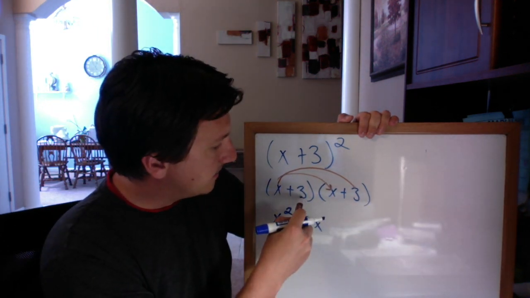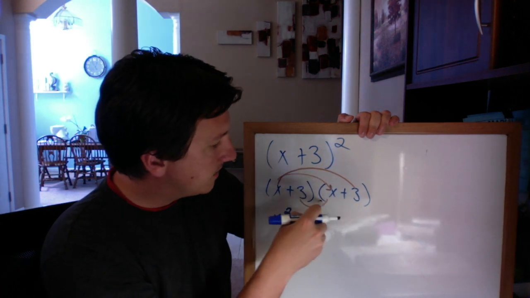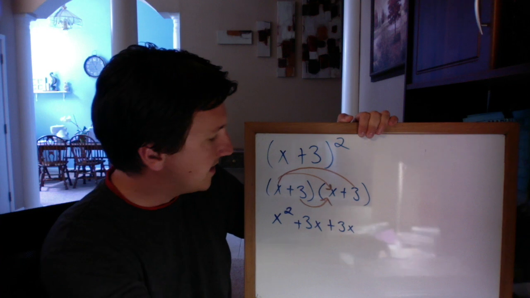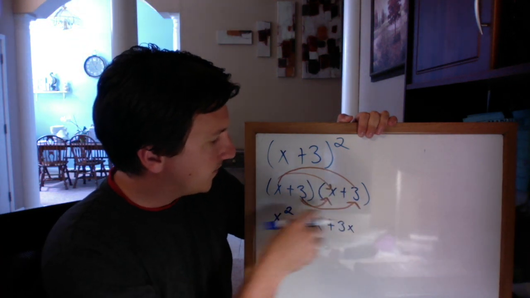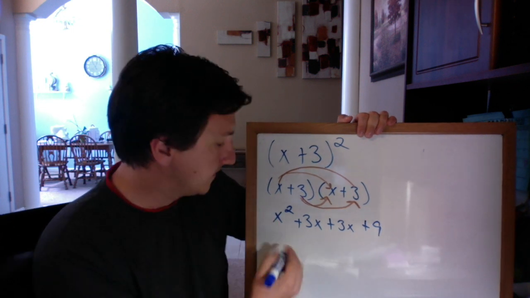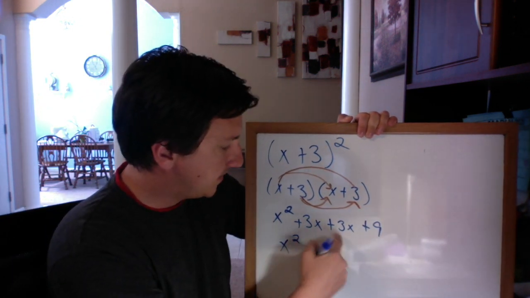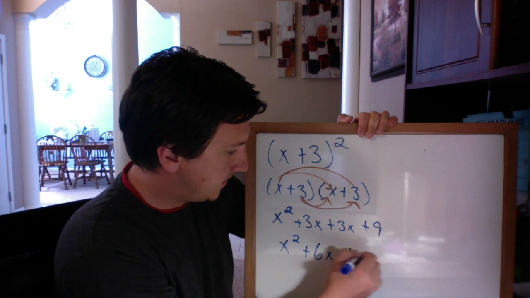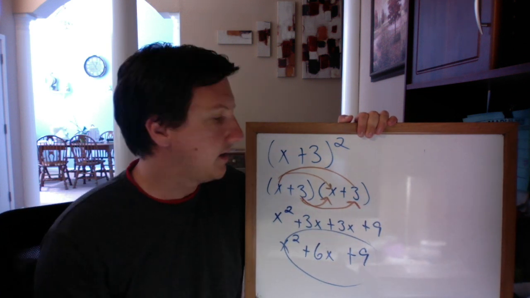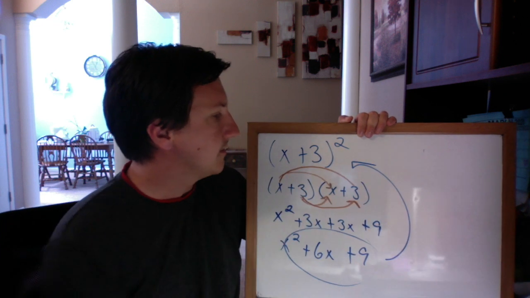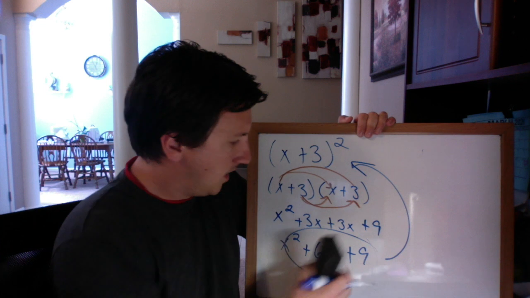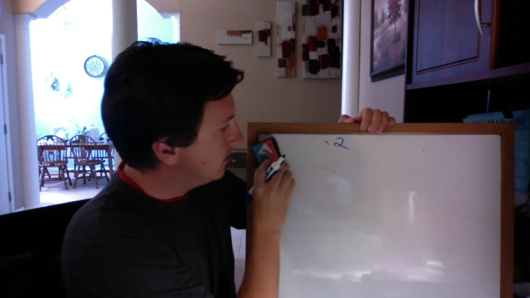And then the inner, that was the first, the outer, the inner, again, 3 times x. So plus another 3x. And then the last, 3 times 3, of course, is 9. And then I'm just going to combine my like terms. So x squared, 3x plus 3x is 6x, plus 9. There it is. x squared plus 6x plus 9 is the product of x plus 3 squared. Okay? All right, let's do another one.